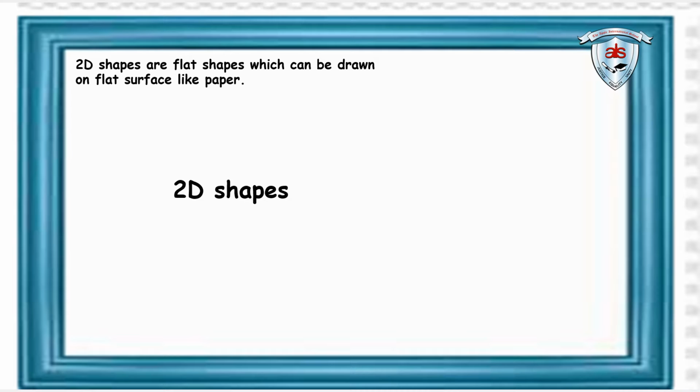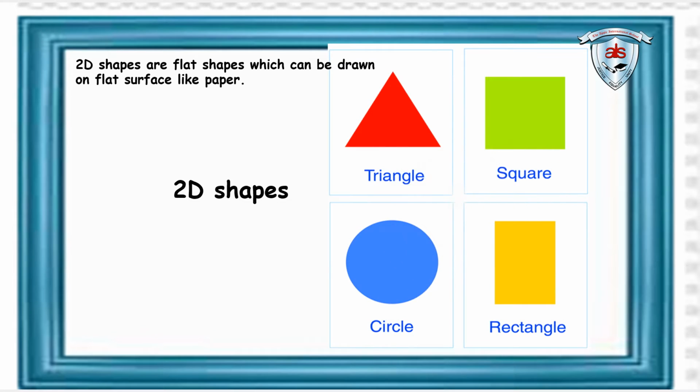So children, in our previous class we learned about 2D shapes. 2D shapes are flat shapes which can be drawn on a flat surface like paper. Here are some 2D shapes. They are triangle, square, circle and rectangle. These shapes we can draw on a surface which is flat, like paper.